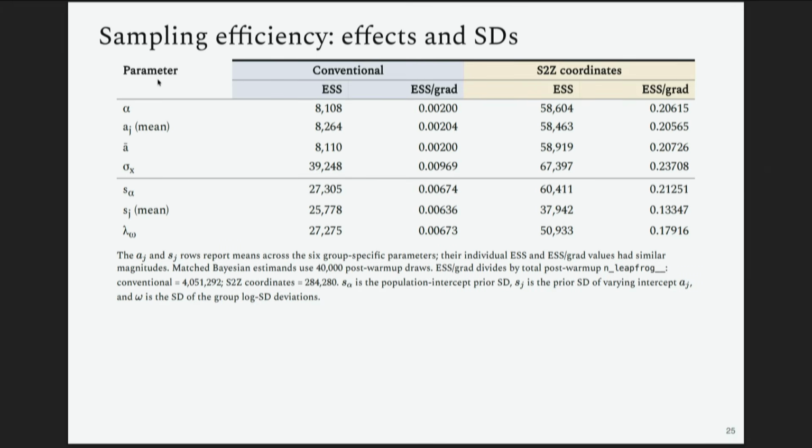All right, and you see the same thing here. Interestingly, the standard deviations on the conventional one is actually fit, or like the ESS there is pretty good, but all the other parameters are fairly low. And what I mean by the mean there is this is the mean of the varying intercept AJ and the varying standard deviations SJ. I just didn't want to put them all on the same slide, so I just took the mean of them.